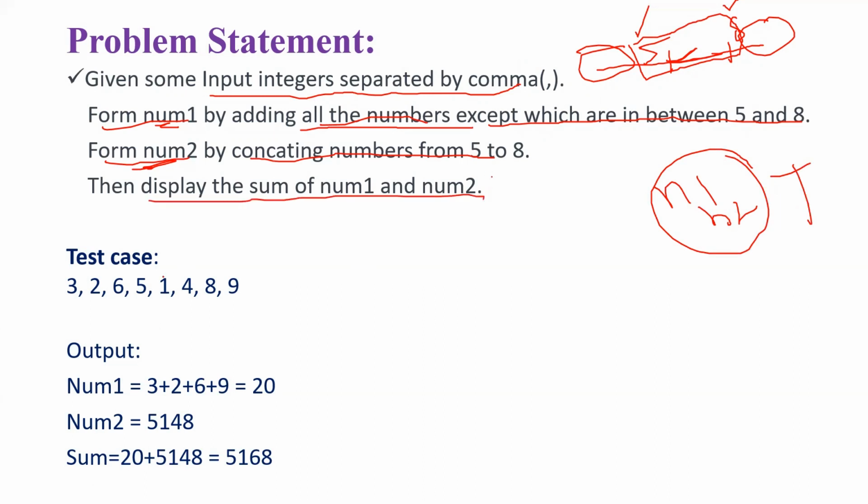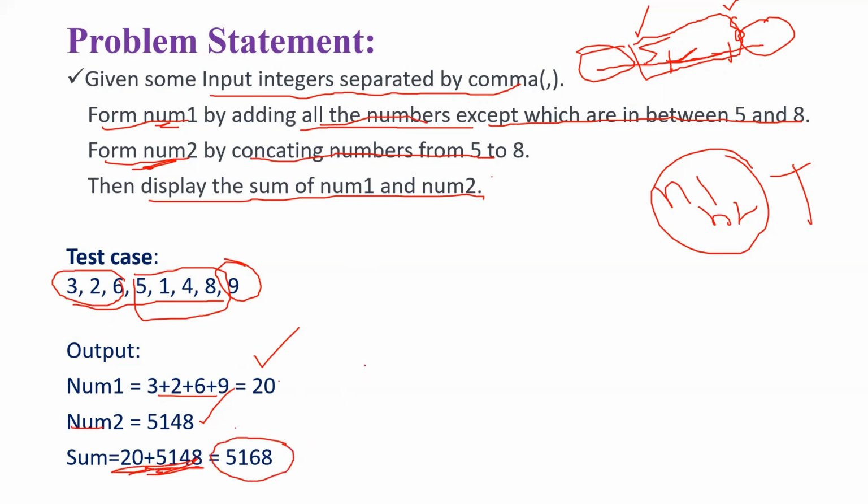Fine. Now let me explain the test case here. Observe the numbers. These are the numbers separated by comma, and number 1 is nothing but the numbers before the 5 and the numbers after the 8. Now observe what will happen. 3 plus 2 plus 6 plus 9, 20 is number 1. What is number 2? You need to concatenate the numbers present in this range, so you will get 5148 as our second number, and perform the sum operation between number 1 and number 2. You will get the sum and display the sum 5168.